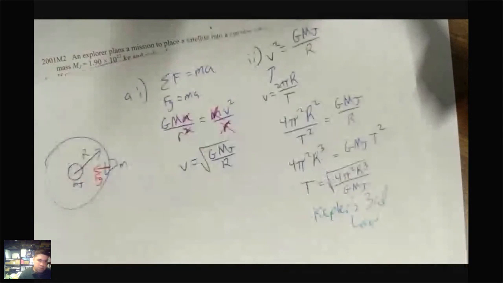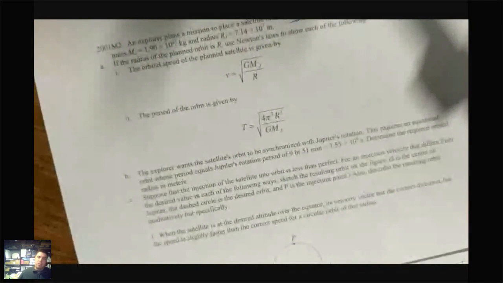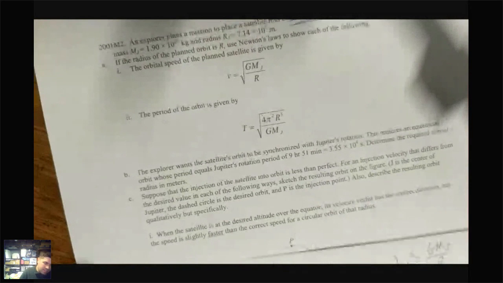All right, so part A is done. Part B, now we want this orbit to be synchronized. We want to make it geostationary, to be over the same spot of the planet every time through. So they give us a time for that. We have to find the radius in meters. Okay, well, that's not terrible.